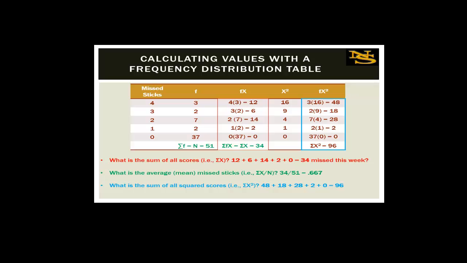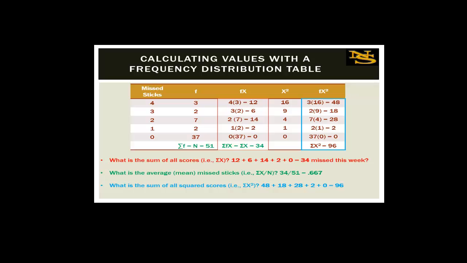Add up all the frequencies. How many phlebotomists are in this population? 51. You get 0.667. So you can see my green numbers here corresponding to where I got that information. Add all these together to get 51, my denominator. Add all these together to get 34, the total sum of missed sticks, my numerator for the mean.